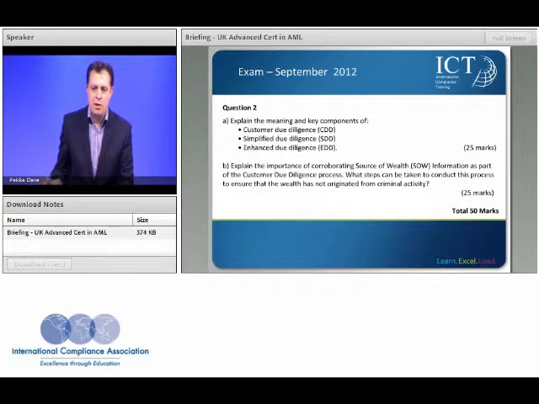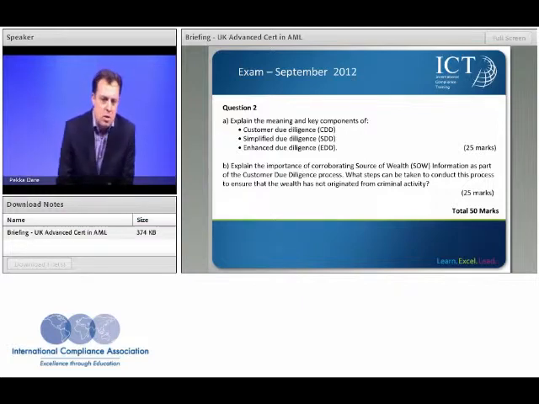This will give you an example of the type of assignment question that you're likely to encounter. A, explain the meaning and key components of customer due diligence, simplified due diligence, and enhanced due diligence. And B, explain the importance of corroborating source of wealth information as part of the CDD process. The question also says what steps can be taken to conduct this process to ensure that the wealth has not originated from criminal activity.